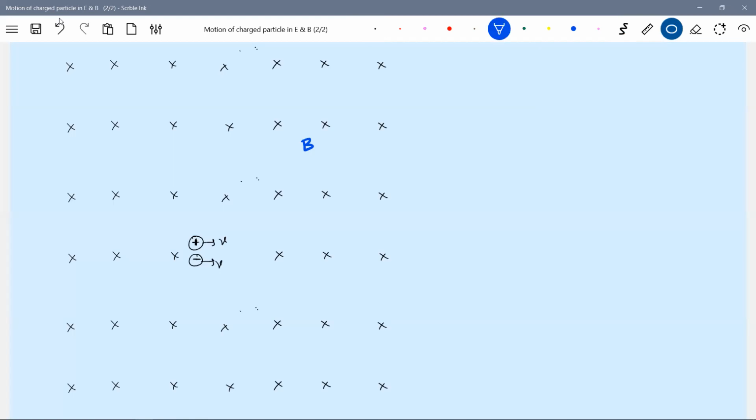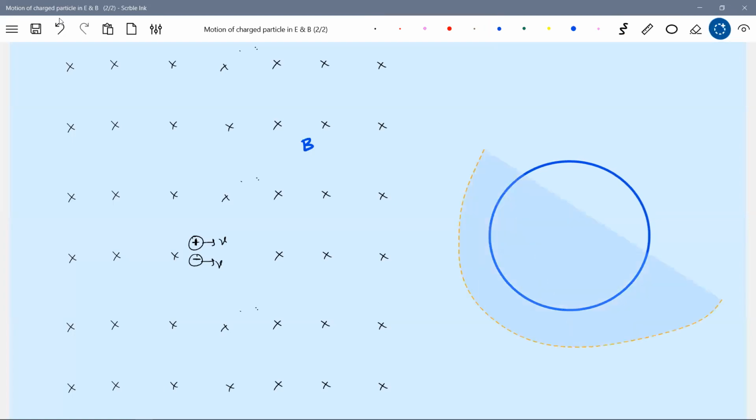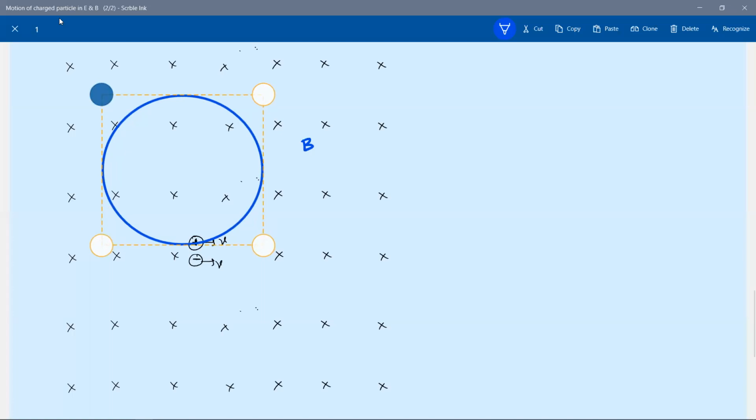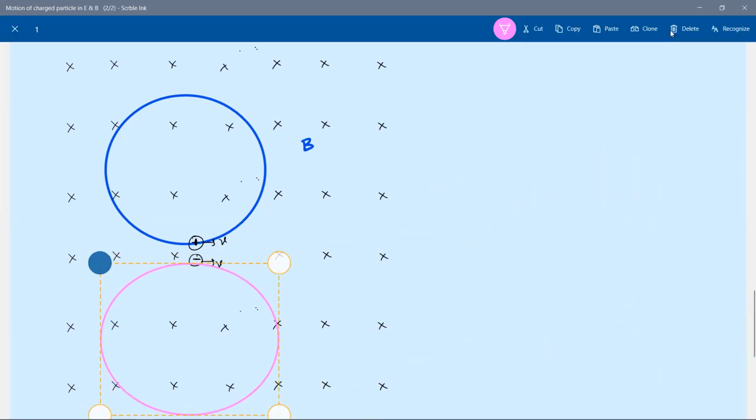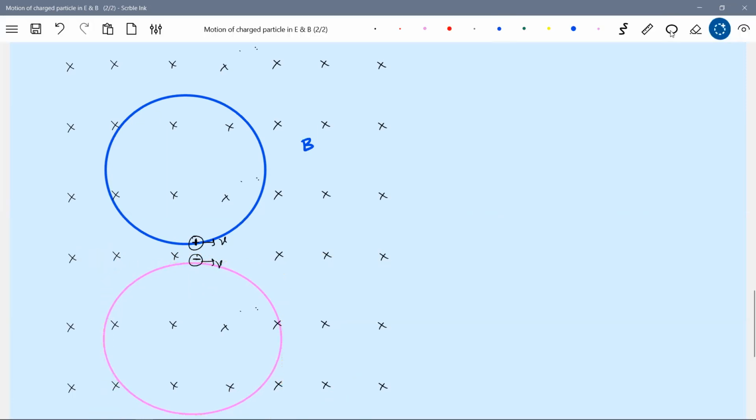I'll bring the circle. This is for this positive charged particle. It's going to describe a circular path like this. Now, what about the negative charged particle? The negative charged particle is going to describe a path like this. I'll indicate the velocity vectors.